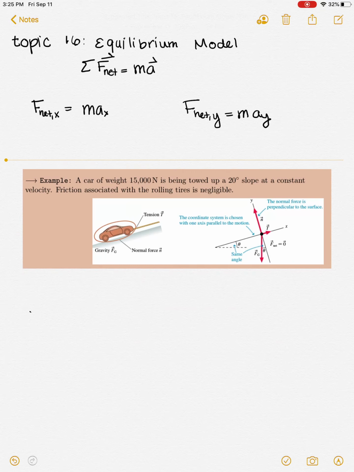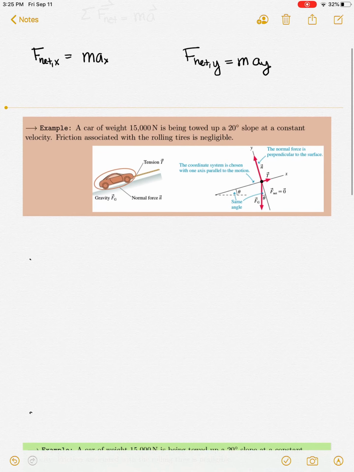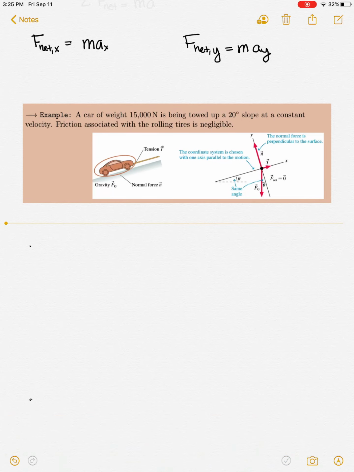So here we have an example. We have a car of weight 15,000 newtons, and it's being towed up a 20-degree slope at a constant velocity. Friction associated with the rolling tires is negligible. So let's first draw everything in terms of the diagram that we see here, but let's make it a little bit more interesting.